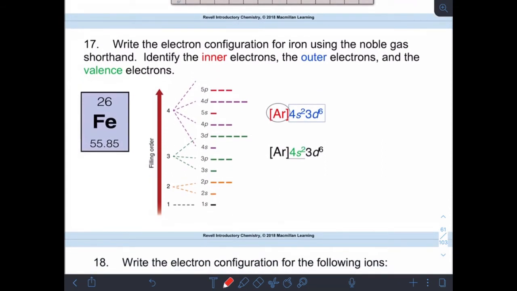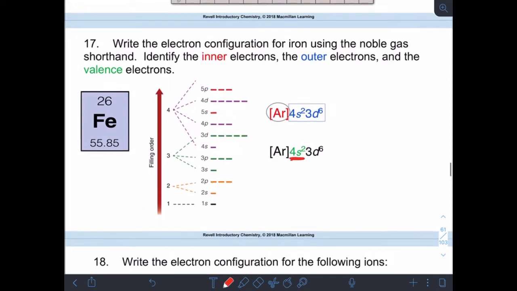These are my valence. All of this counts as my outer electrons. What that really means is that anything beyond the noble gas part counts as outer. My noble gas is what they're referring to as inner electrons. And then my highest number are the valence.